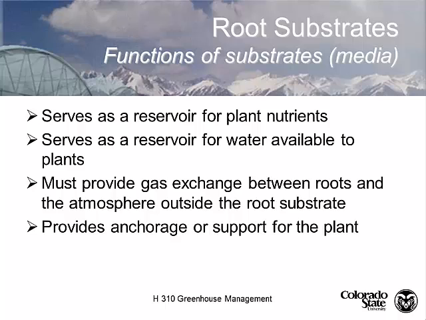There are four characteristics or four functions of the rooting substrate that must be satisfied for plants to grow. First and foremost, it serves as a reservoir for nutrients, a reservoir for water, provides gas exchange, and provides anchorage or support. It's got to supply those four things for plants to grow.